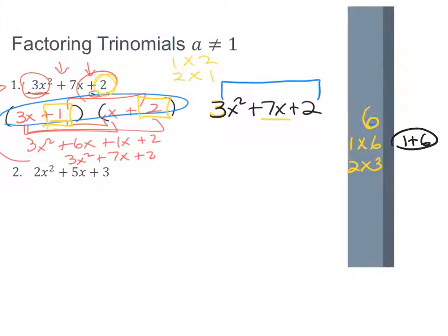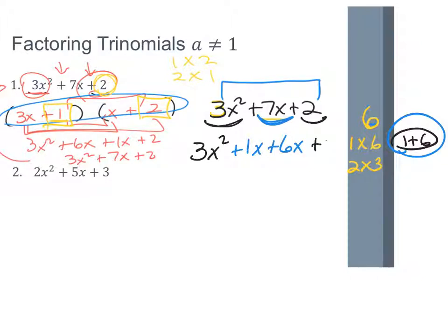So now I'm going to take my trinomial, rewrite the first term, and replace the middle term with these 2 factors, but I add the x's to them. So 1x plus 6x. And then rewrite the last term. Now I have 4 terms, and this is what we learned on day 1 of the factoring chapter. I make groups. Now, it doesn't matter if I would have put the 6x first and the 1x second, okay? It's going to still simplify to the same thing.